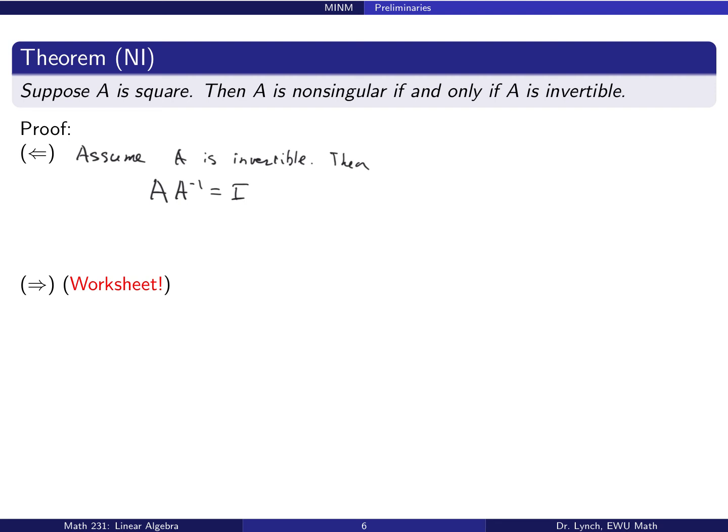Okay, if A is invertible, then there is a matrix, call that matrix A inverse, such that A times A inverse is equal to the identity. Now, of course, the identity is non-singular, therefore A and A inverse are both non-singular by our theorem. Okay, so again here we've proved half of our if and only if statement, and I'll leave the other half for you to work on the worksheet.